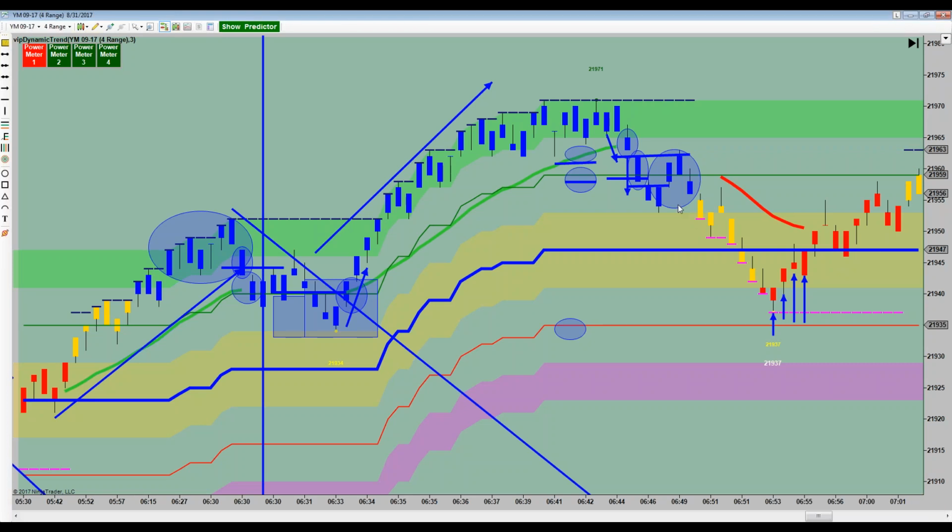What's the difference between what happened down here in this area and what happened right here? What is the difference between box A and box B?